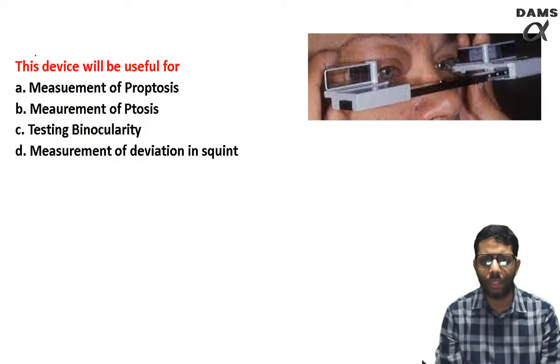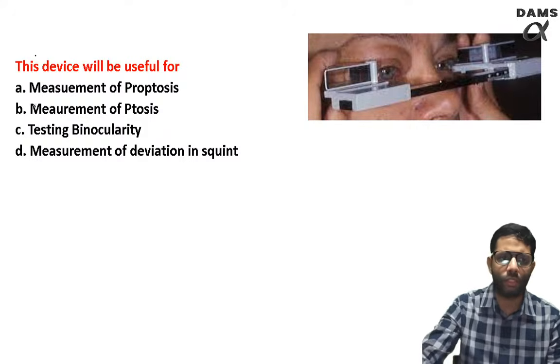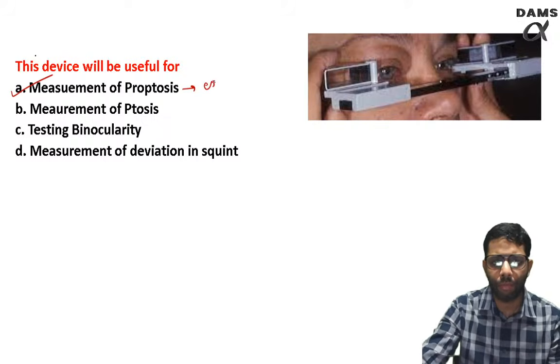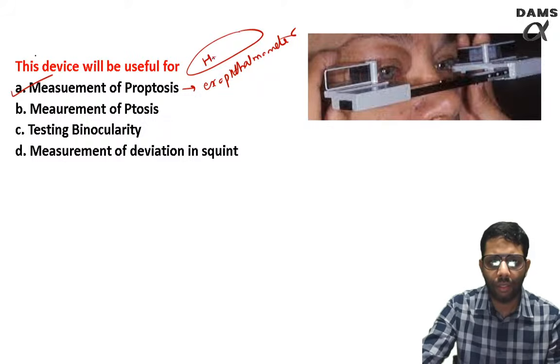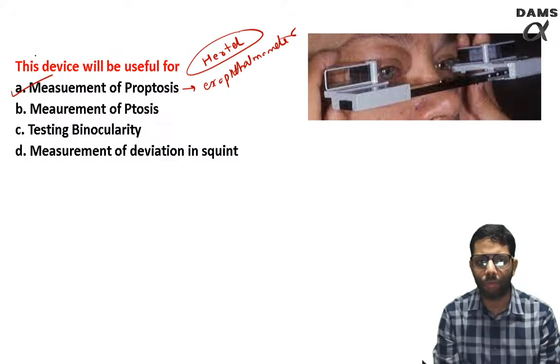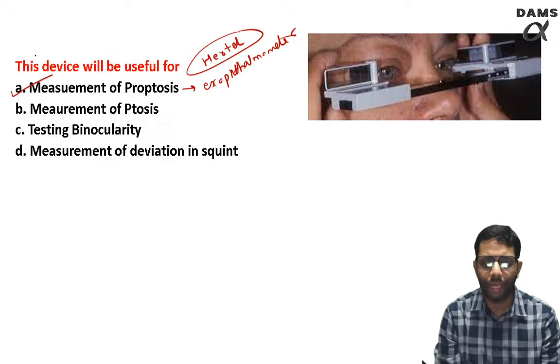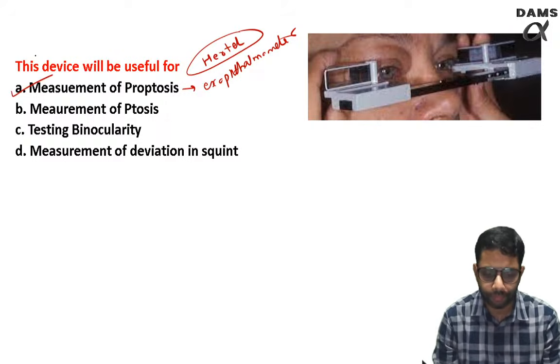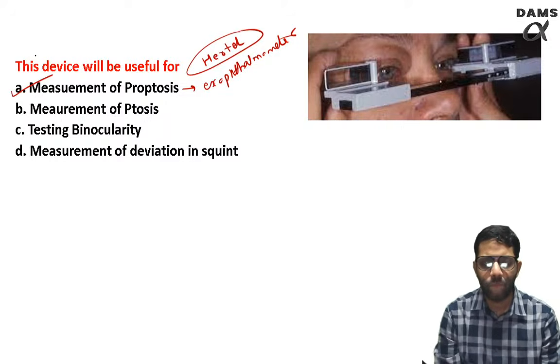What is being done over here? This device is for measurement of proptosis and that is known as an exophthalmometer. What is the name of the device? Hertel's exophthalmometer for proptosis. What is the most common cause of unilateral or bilateral proptosis in adults? Thyroid eye disease. Most common cause of unilateral proptosis in children, orbital cellulitis. Most common cause of bilateral proptosis in children, neuroblastoma. The word exophthalmos is the same as proptosis but is used for thyroid eye disease.